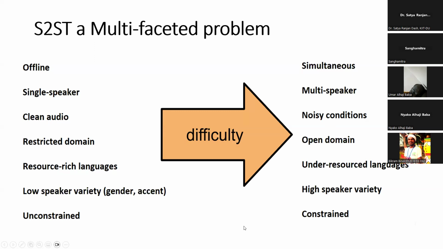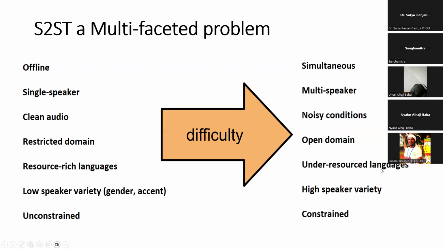The S2ST system may be designed to operate offline or in real time, that is a simultaneous S2ST system. Again, the S2ST may be designed for data from a single speaker, or it can be designed for data from multiple speakers. The input to the S2ST system may be clean audio, or the data may be collected from noisy conditions. Then the system may be designed for resource-rich languages, that is languages which are abundant in corpora, tools and technologies, etc., or the system may be designed for under-resourced languages as well.